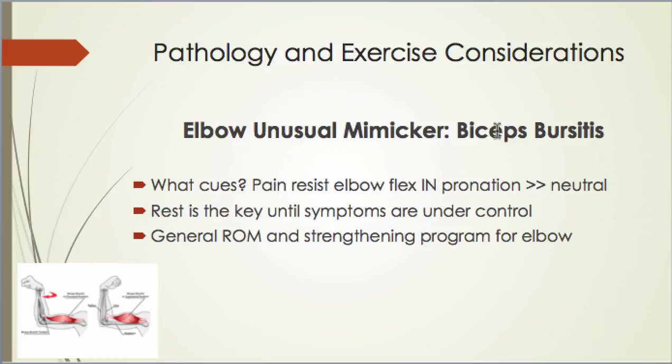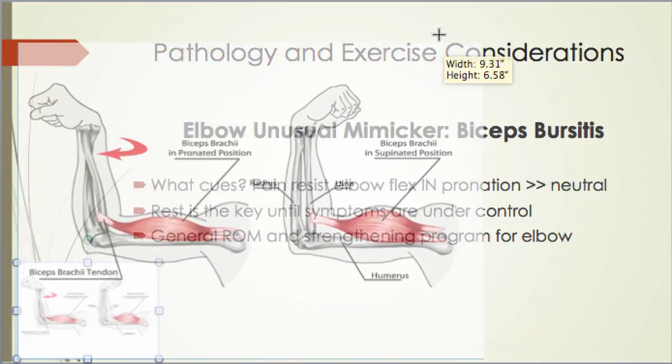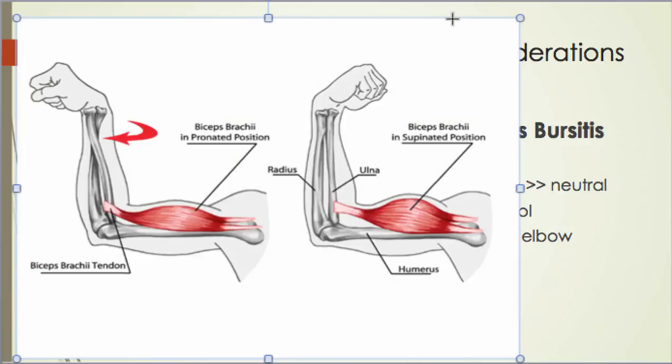Unusual mimicker, biceps bursitis. What the heck is that? Well, when we talk about the biceps tendon, you should know where the insertion is. So where is the insertion? Let's look at it. You should be answering this to yourself if you can. So origin is up here at the shoulder. Insertion here is on the radial tubercle, right, of the radius. I'm sorry, of the ulna.